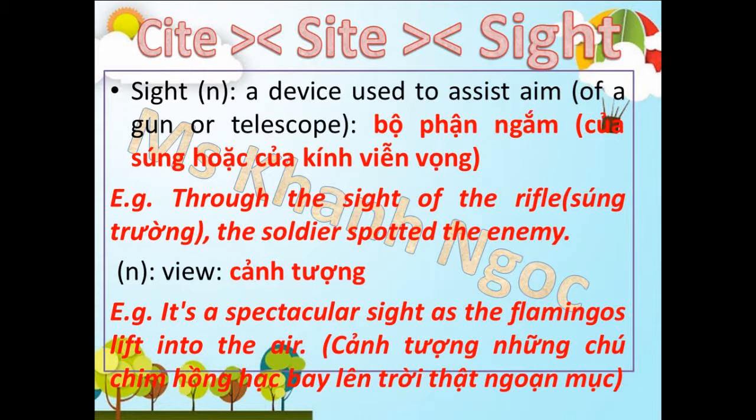Now the next word is sight, S-I-G-H-T, a device used to assist aim of a gun or telescope. Now, the example here is through the sight of the rifle, the soldier spotted the enemy. Okay, and the second meaning is sight. It's a spectacular sight as the flamingos leaped into the air.